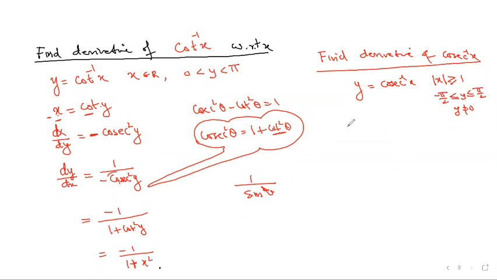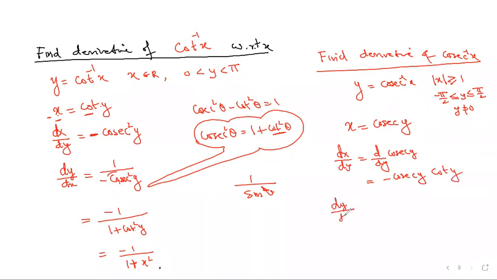Now make x the subject. Now differentiate with respect to y. Now make the reciprocal. dy by dx is 1 upon minus cosec y into cot y.